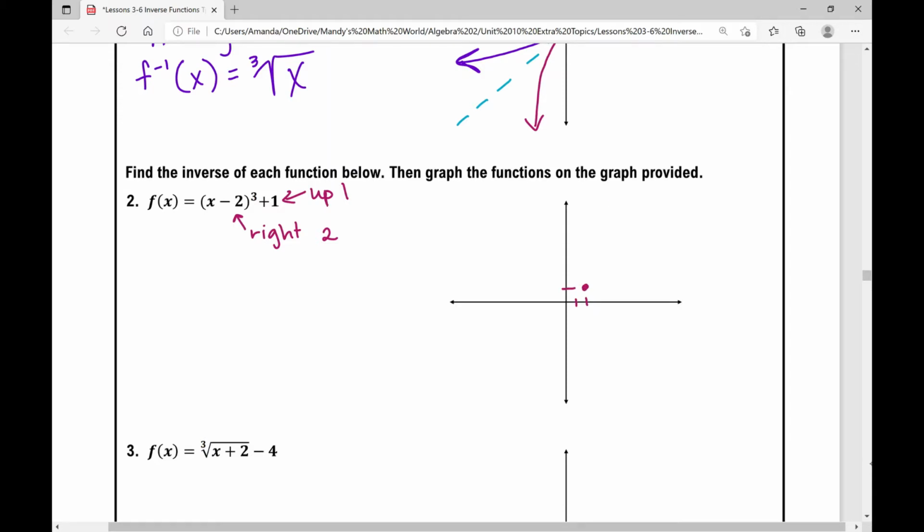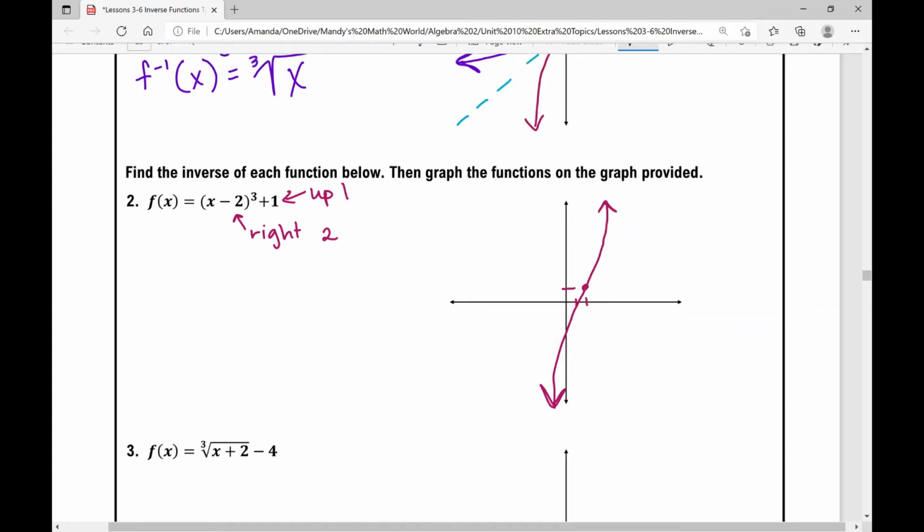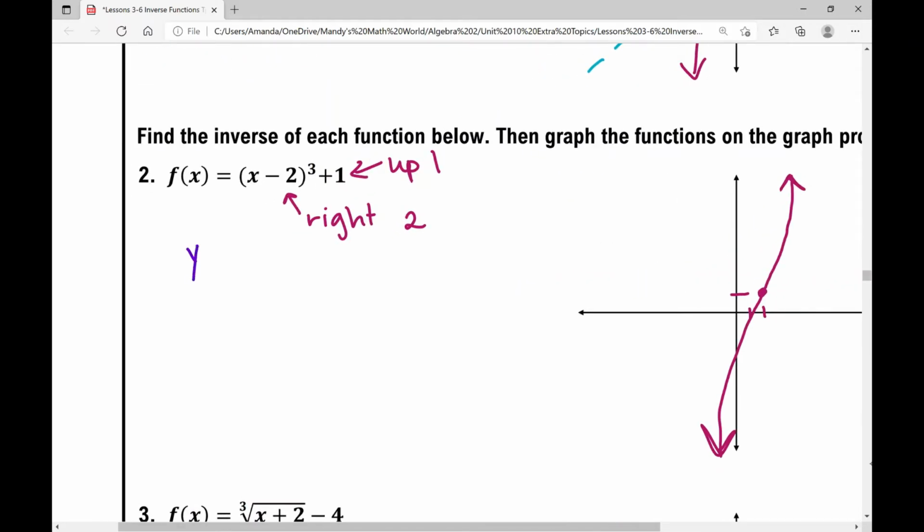And so my graph is going to do something like this, right? Okay, so there's my graph, and there's the general shape. So now let's find the inverse of this function. I'm going to replace f of x with y, and I'm going to rewrite everything: (x minus 2) cubed plus 1. And then I'm going to switch the x and y, so x equals (y minus 2) cubed plus 1.